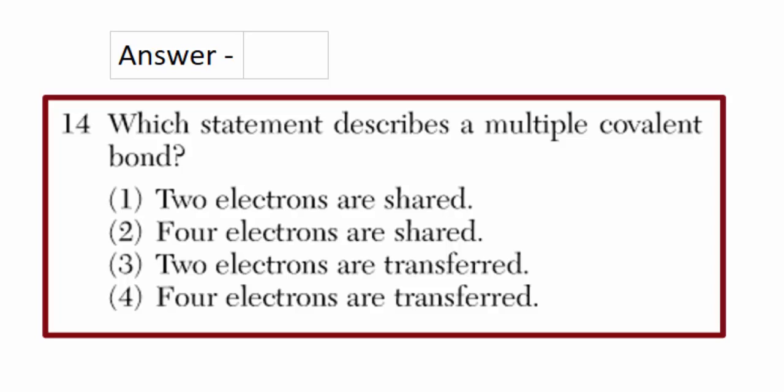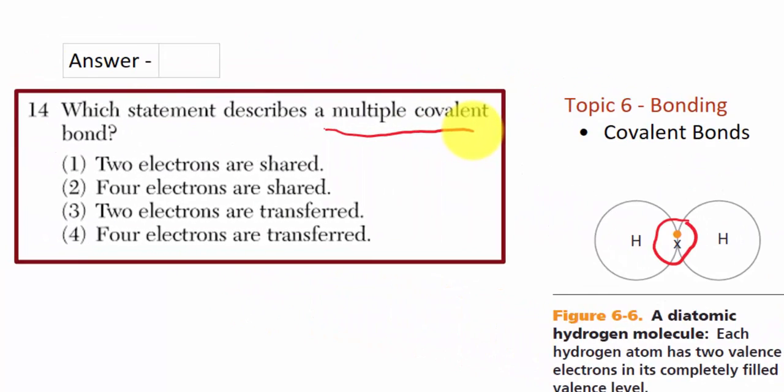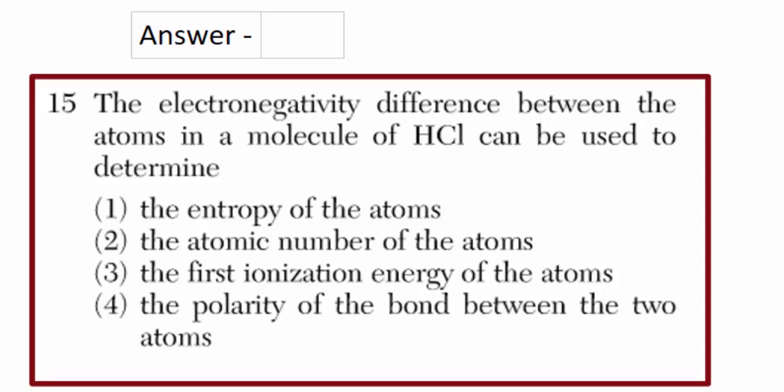Question 14. Which statement describes a multiple covalent bond? Well, what is a covalent bond? In this image we can see examples of covalent bonds. The first image shows a bond between 2 hydrogen atoms. Notice that the bond involves 2 electrons. So each covalent bond is represented by 2 electrons. If we're looking for a multiple covalent bond, then we need at least 4 electrons for a double bond. And we are sharing, not transferring. That would be ionic. So 4 electrons are shared. Answer number 2. That would be an example of a multiple covalent bond.